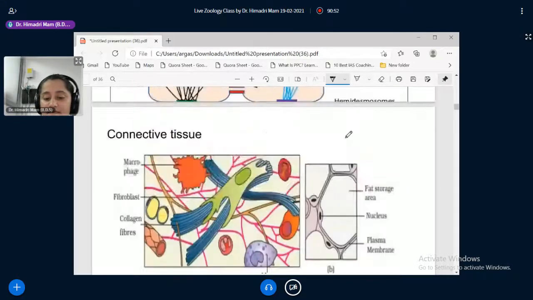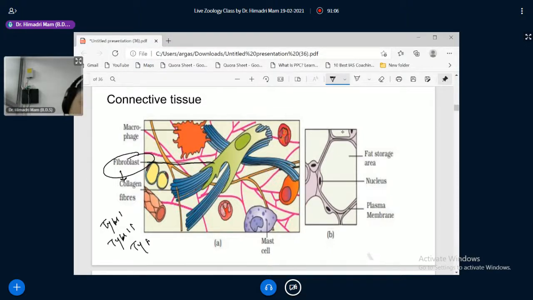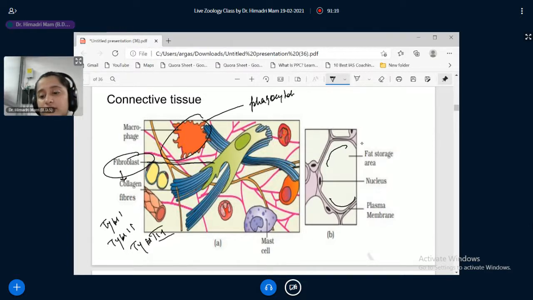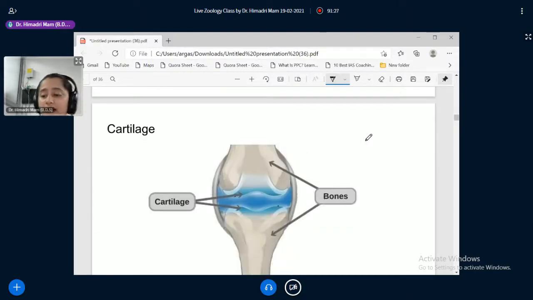Then we have, can you appreciate this, fibroblast? The fibroblast cells basically form the collagen fibers. Collagen fibers are of three types: type 1 collagen, type 2 collagen, and type 3. Okay. Now we have the different fat storage areas, right? Then we have the macrophage for the phagocytotic activity.